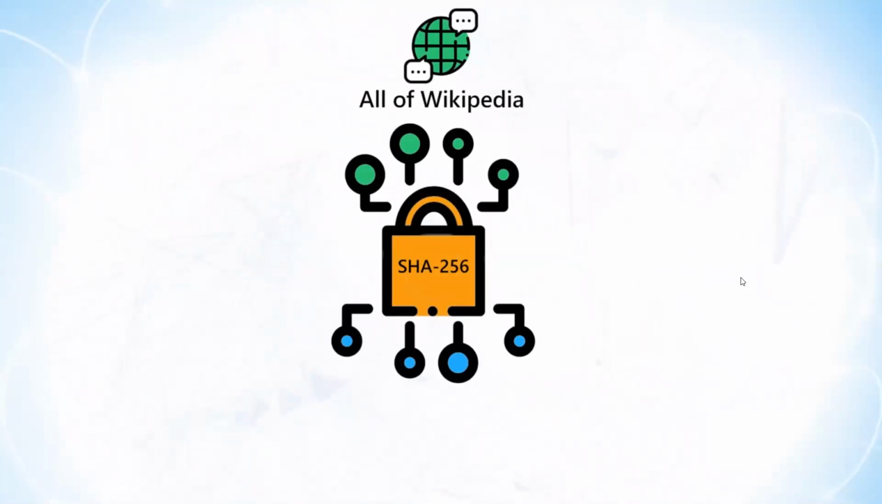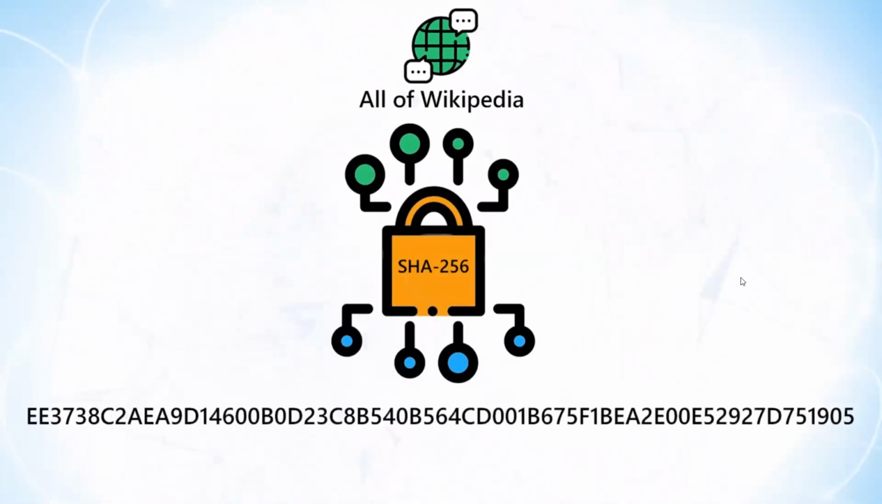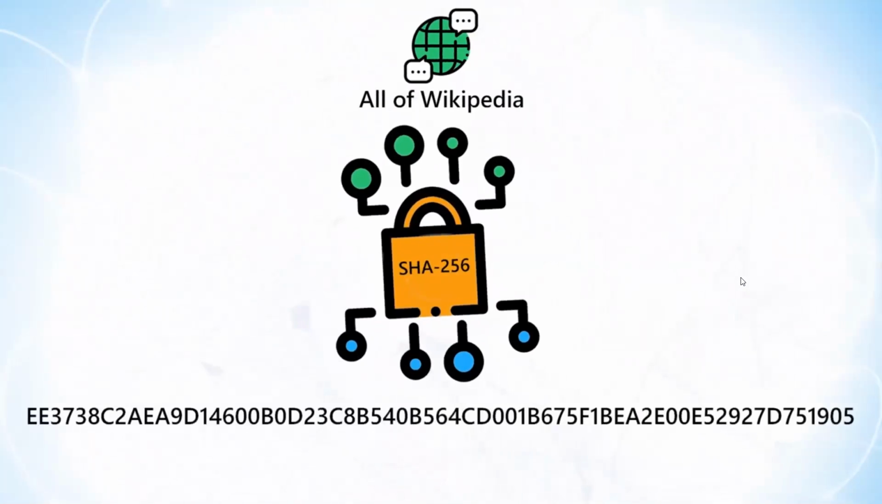Property 2, quick computation. The hash function should be able to return the hash of an input quickly. If the process is too slow, then the system won't be efficient.